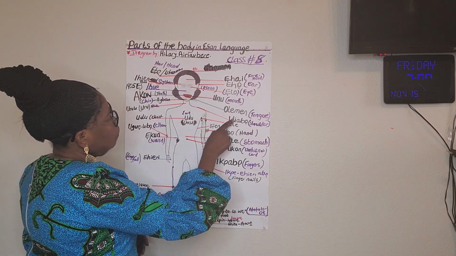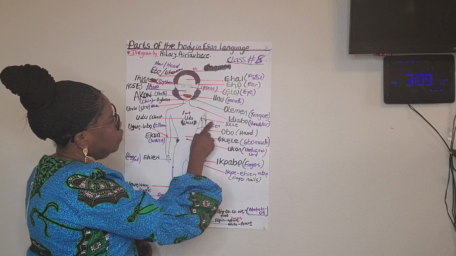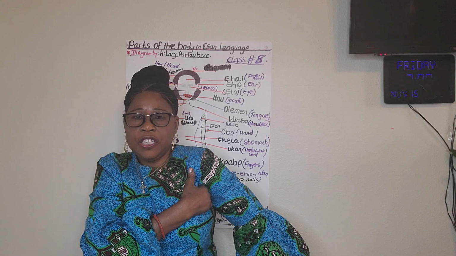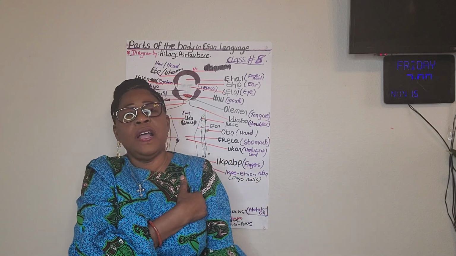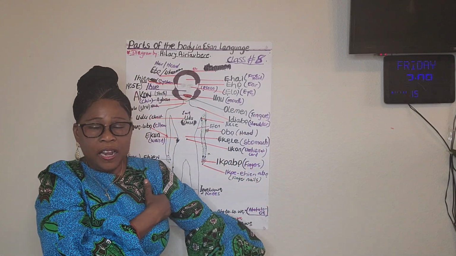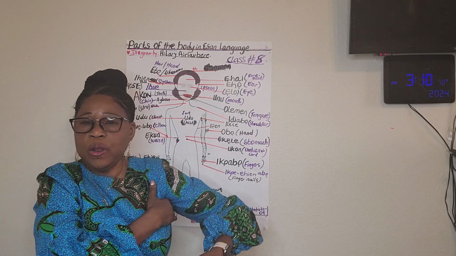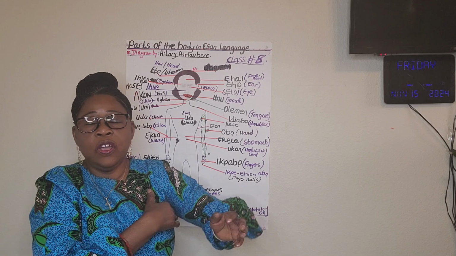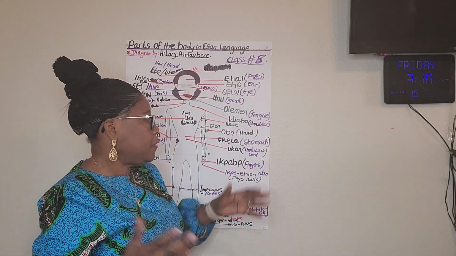Okay. Going down below the idiabo, we have here, which is armpit. In English, it's armpit. In ESAN, ilele. Ilele. We also call it ehwilele, under the armpit. Ehwilele, which means under the armpit, or just ilele, armpit.